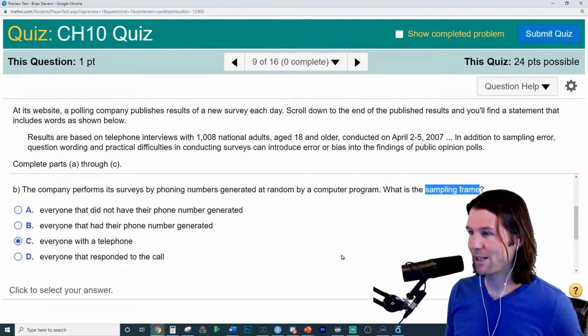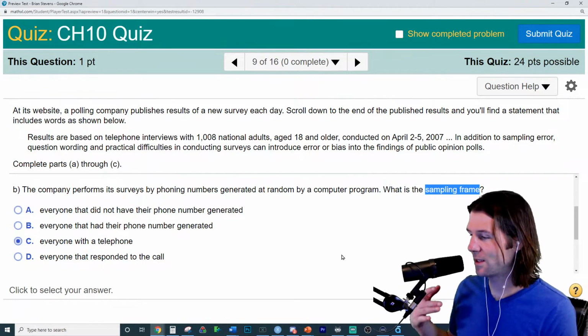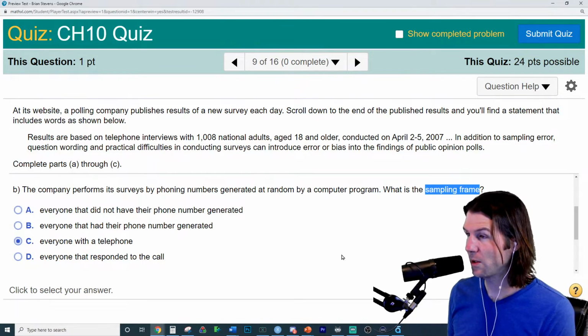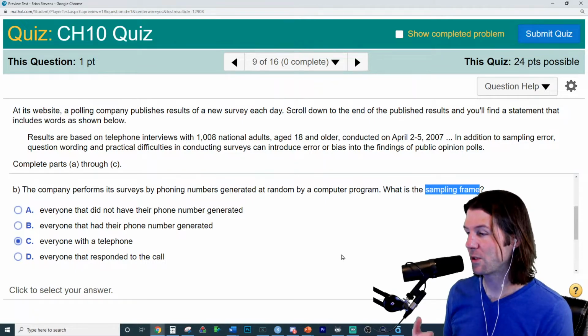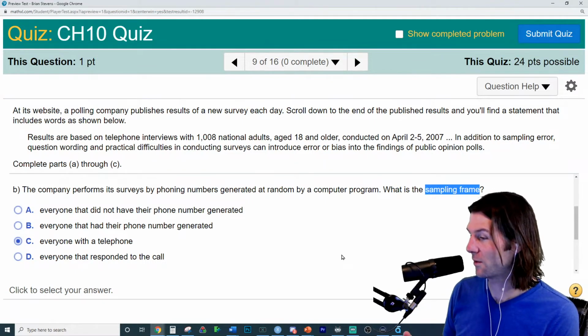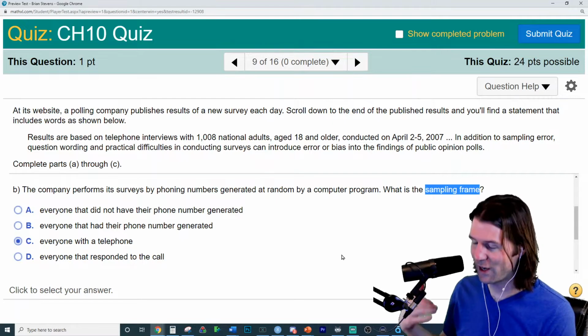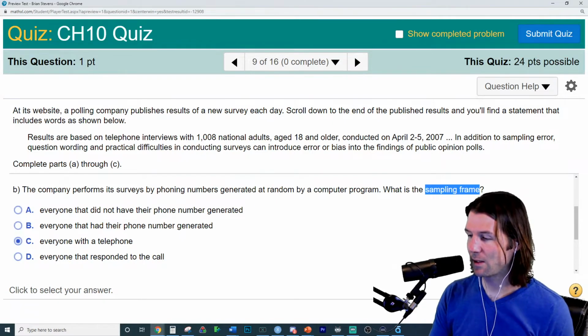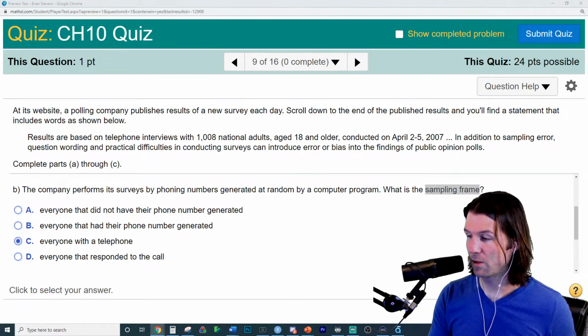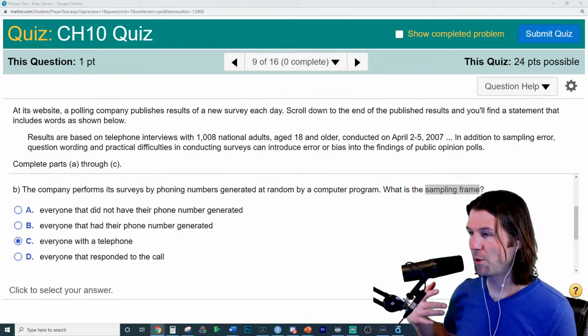Yes, you're on the right track, Alexander. That's it. It's anyone they could have theoretically spoken to. What they mean with everyone with a telephone is everyone who has a telephone number. If you have a telephone, then you have a telephone number they could possibly generate. Exactly, Kayla. Exactly. Twenty points, everyone right there. You could have theoretically been spoken to, so they had access to you. That's what the sample frame is all about.